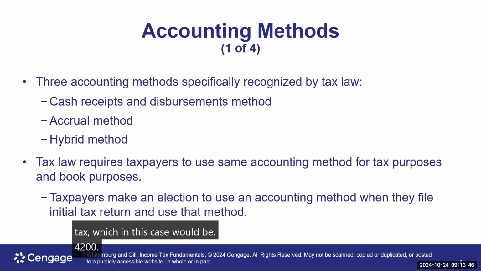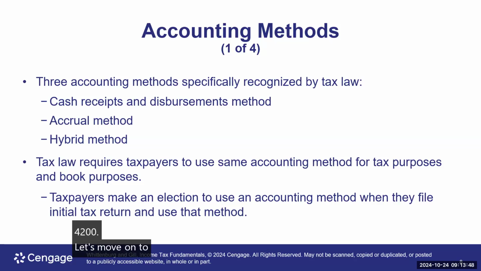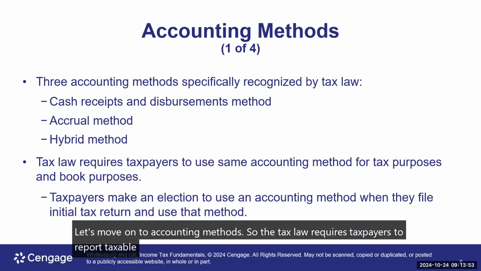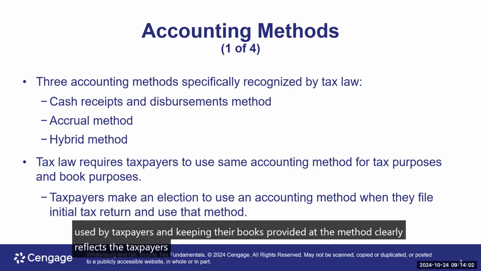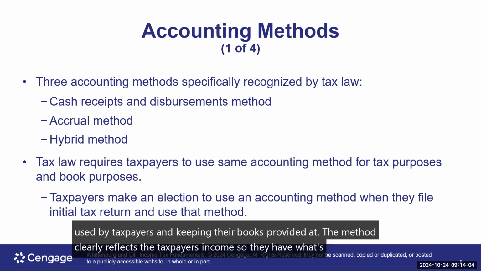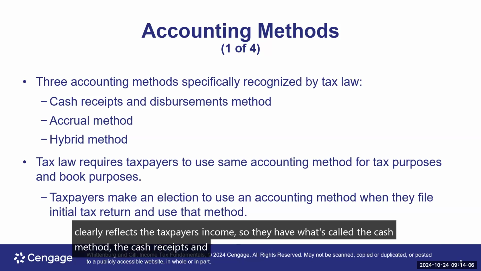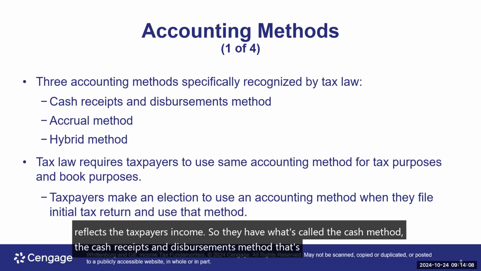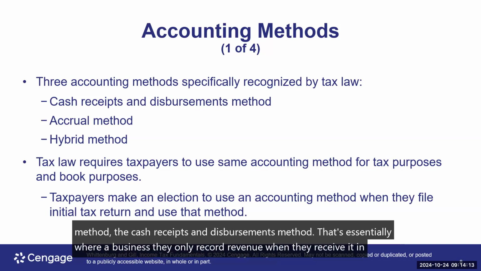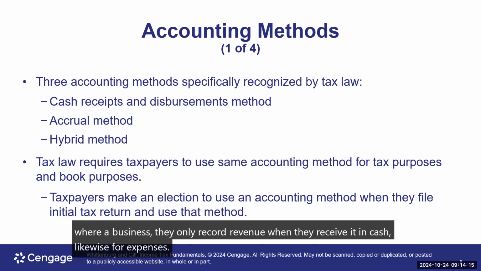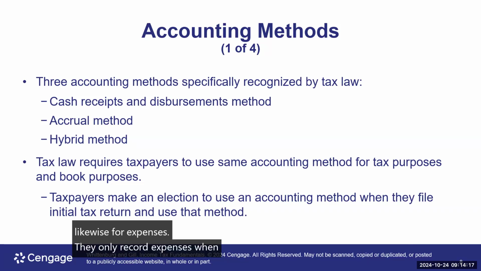Next, we move on to accounting methods. The tax law requires taxpayers to report taxable income using the method of accounting that's regularly used by the taxpayer and kept in their books, provided that the method clearly reflects the taxpayer's income. They have what's called the cash method, the cash receipts and disbursements method. That's essentially where a business only records revenue when they receive it in cash. Likewise, for expenses, they only record expenses when they are actually paid.